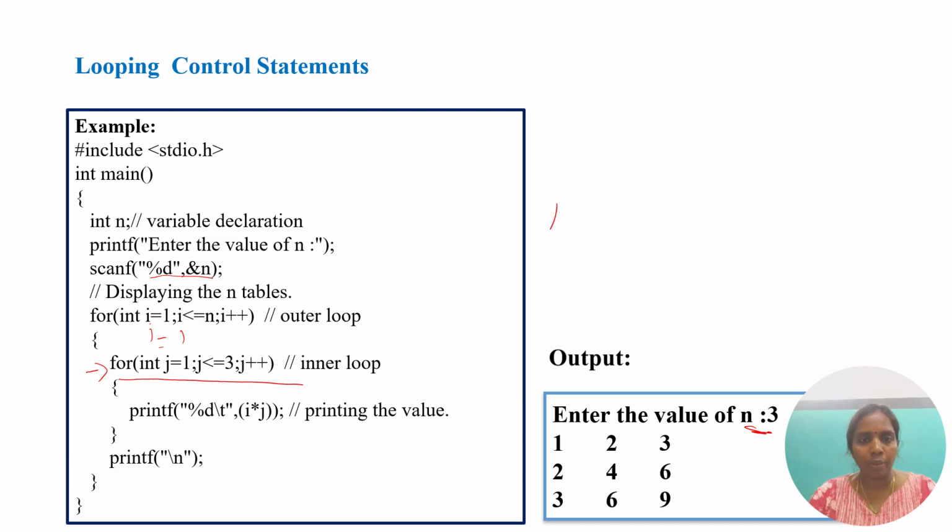How this program is executed: when I equal to 1, j equal to 1. So what is executed here is I into j, so 1 into 1 is 1. Then new line. After that, the next value of j equal to 2: 1 into 2 is 2. The next value j is 3, where I is equal to 1, so 1 into 3 is 3. After that, it comes out of the loop and goes to the I loop.